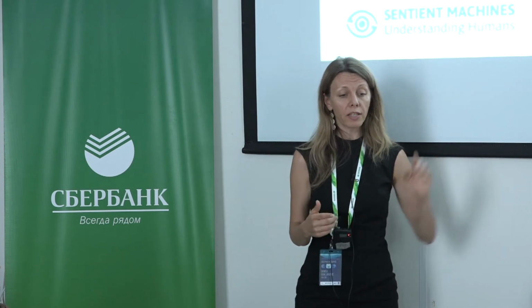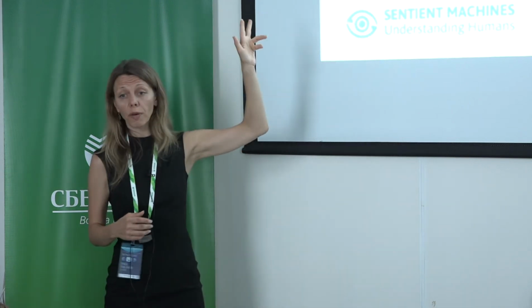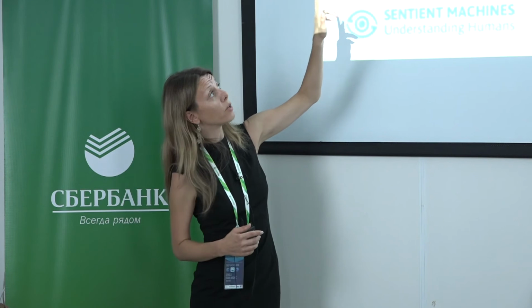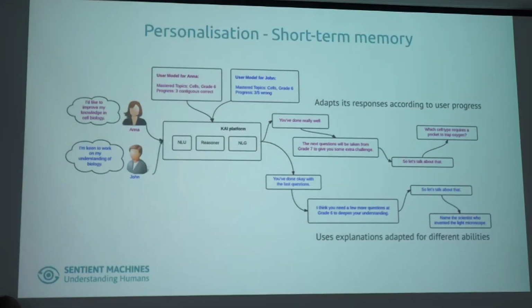The system works like this. You say, I want to learn biology, and it fires questions back to you, and you respond using natural language, and it monitors your progress. Anna has answered 3 questions correctly, whereas John has answered 3 out of 5 incorrectly, and therefore they are treated differently. For Anna, the system is moving her to the next level, grade 7, whereas John is staying on grade 6, rehearsing some of the questions that he already had. This is one way to personalize systems based on what is actually happening in real time.